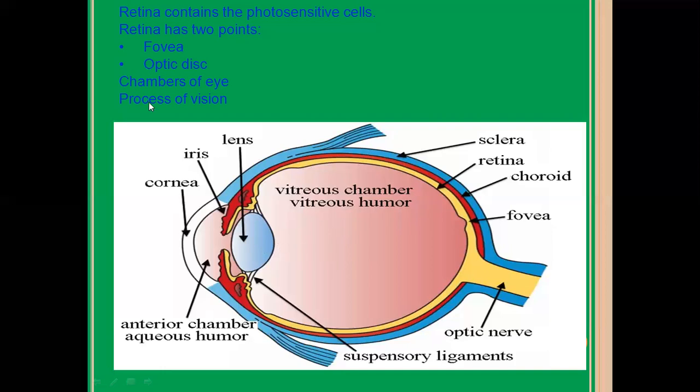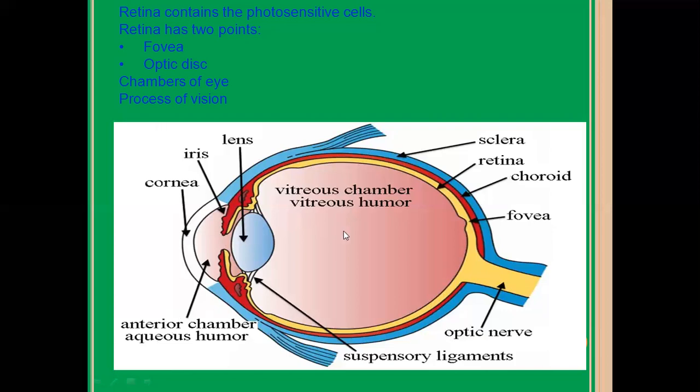Okay, students. Now, the last part of this topic: the process of vision. Process of vision means how you can see. We know that light from objects enters our eyes. After entering, it passes through the cornea. This one is the cornea. From the cornea, it goes to the aqueous humor. From the aqueous humor, it enters the lens, and from the lens it enters the vitreous humor.